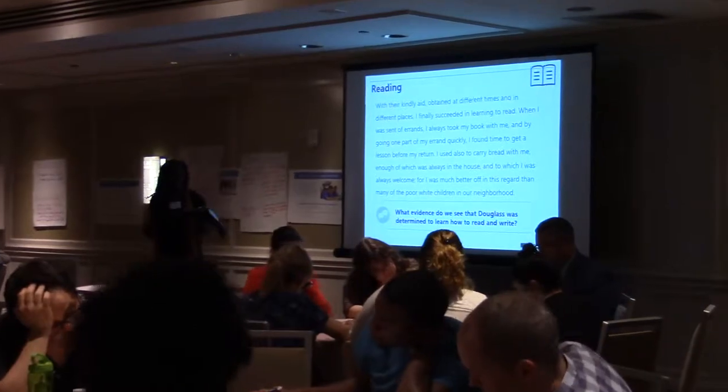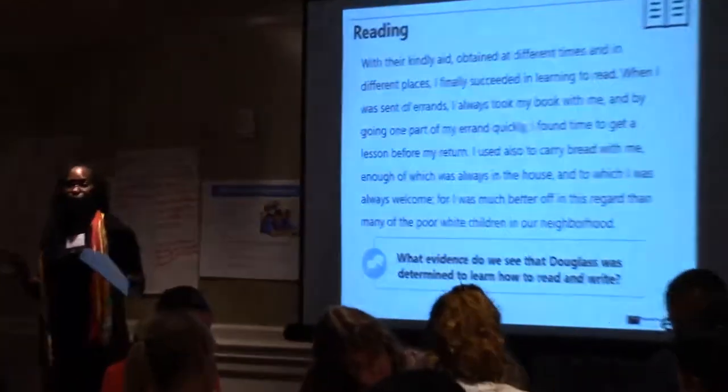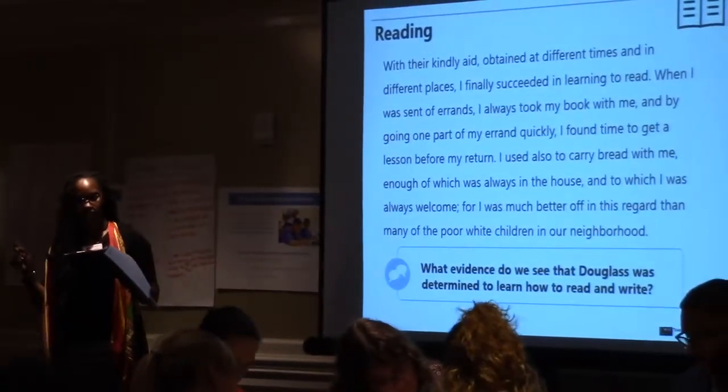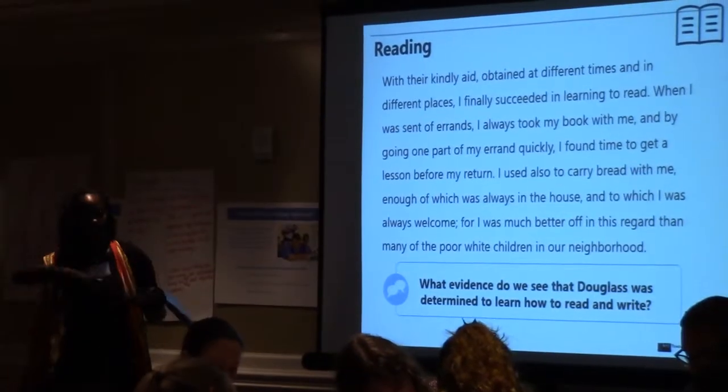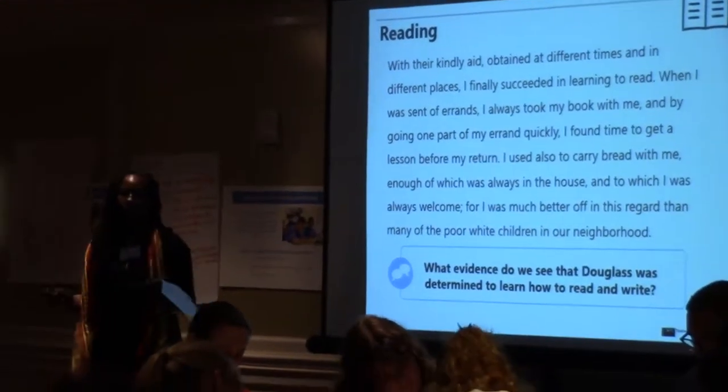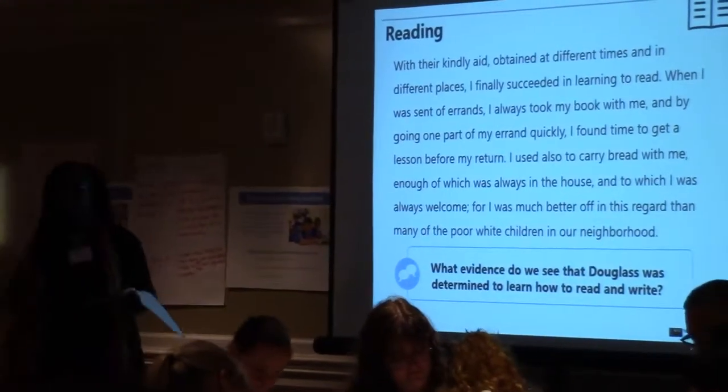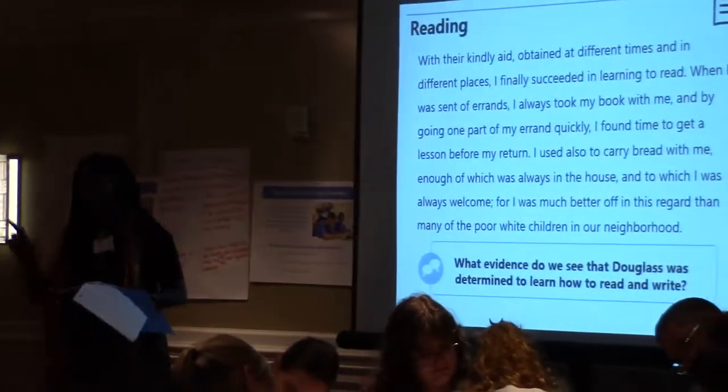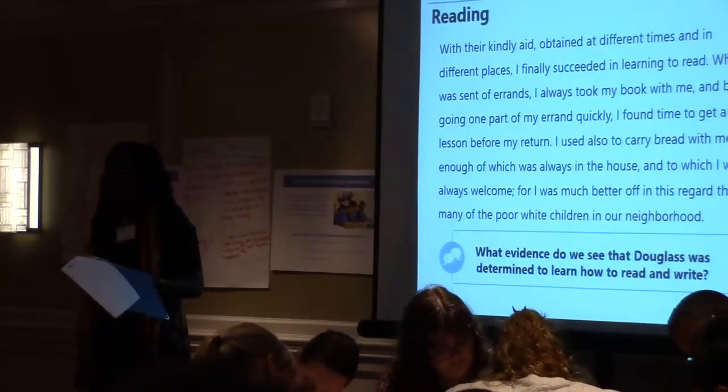Pause there. Thank you so much for the work that you did. Right now, you're going to start to find evidence independently. Then you'll work with your partner to make an inference. So 2 minutes, and everybody writes. What evidence do we see that he was determined to read and write? Maybe he wasn't. Prove to me that he was determined to read and write. 2 minutes.